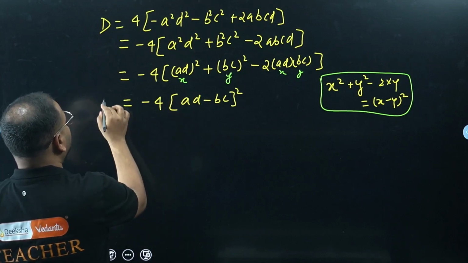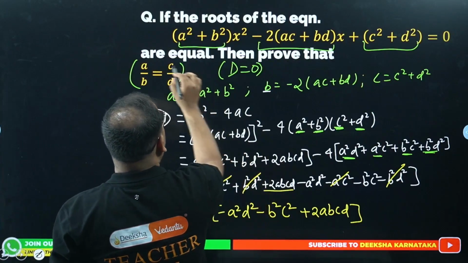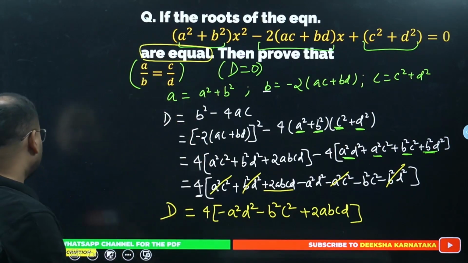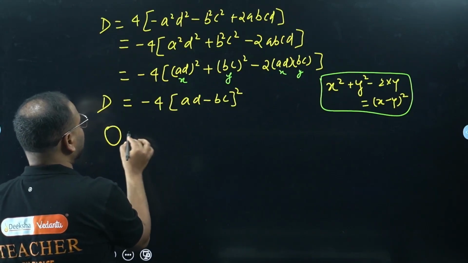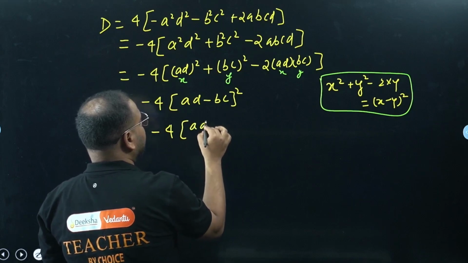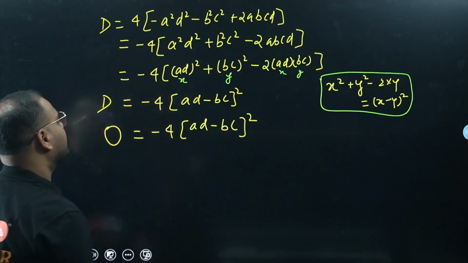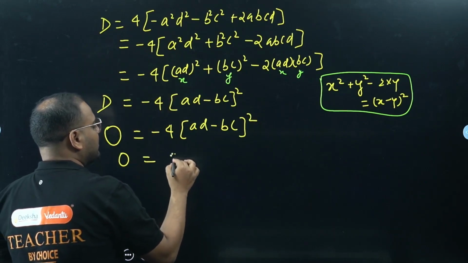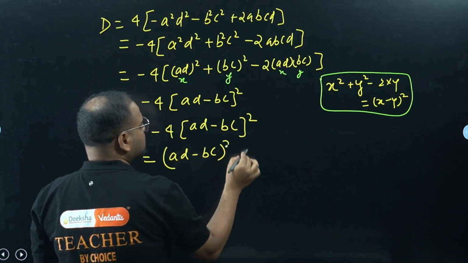This is my discriminant. Now look at the question. They said the roots are equal. It means D value is 0. So put a big 0 here. Minus 4 AD minus BC whole square. Bring minus 4 here. Becomes again 0 only. Okay. Now same thing will remain: AD minus BC the whole square.